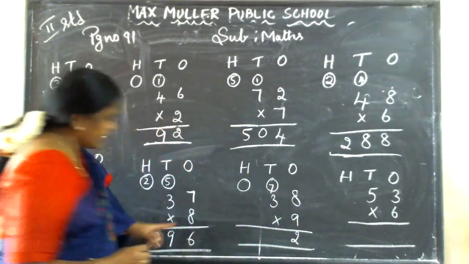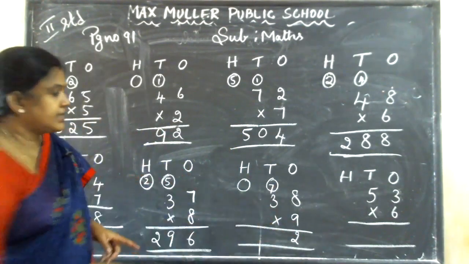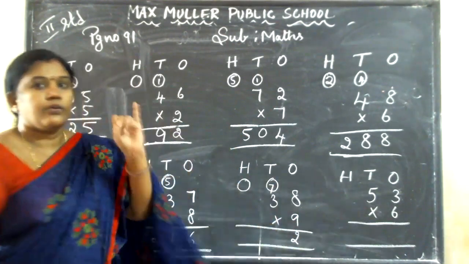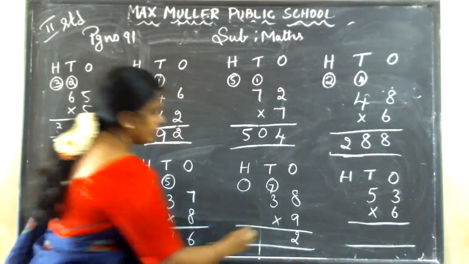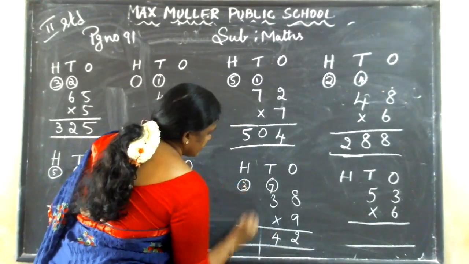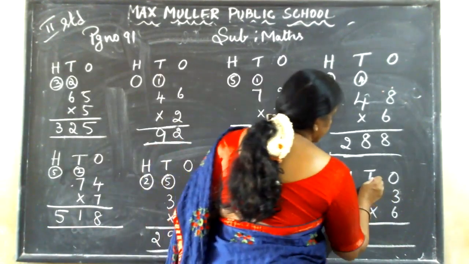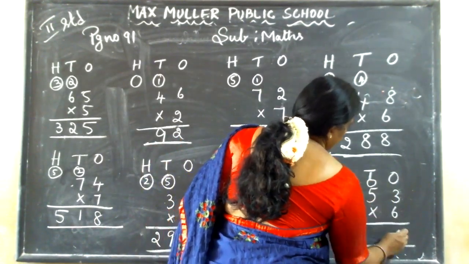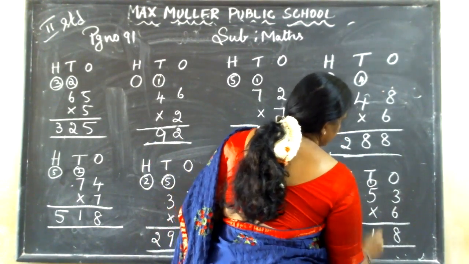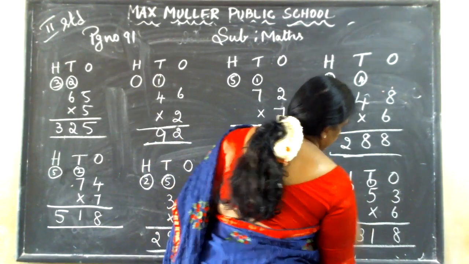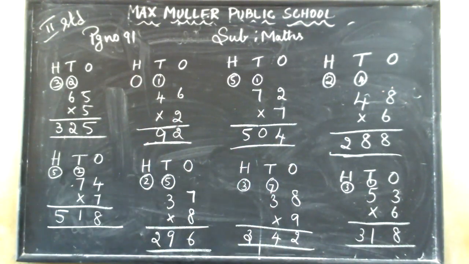9 threes are 27. 27 plus 7, 28, 29, 30, 31, 32, 33, 34. 4 you write here, 3. 342. Now 6 threes are 18. 8. 6 5s are 30, 30 plus 1, 31. 318. Understood, children? We finished page number 91.